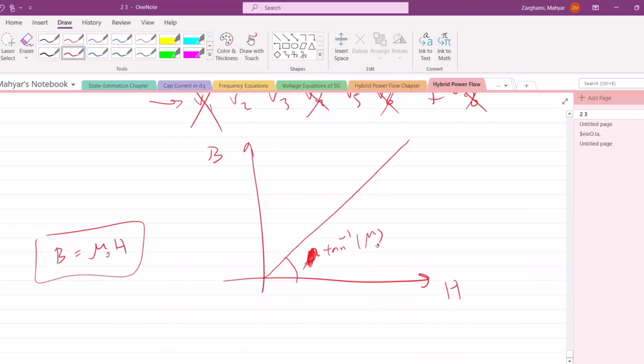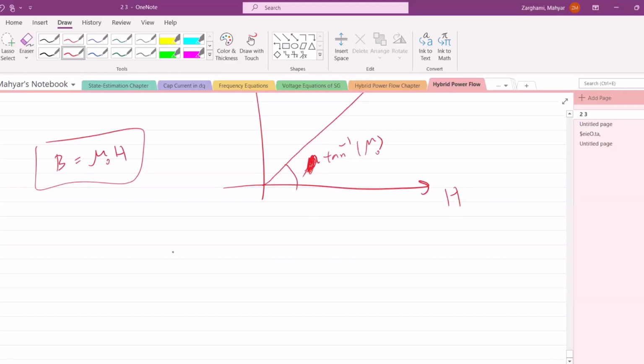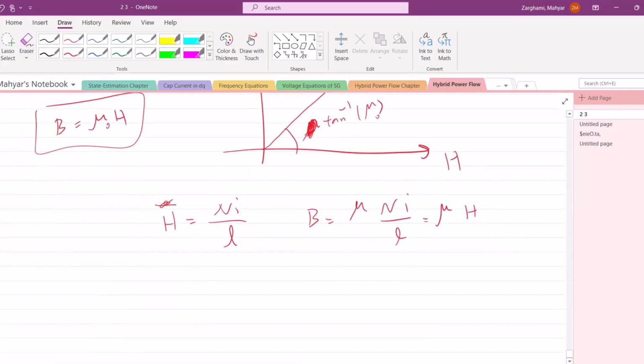So we had, for a solenoid, Ni over L was the H, right? The H associated with the solenoid. And B was mu times Ni over L, or mu H. That was what we had. This mu is not linear based on that curve.